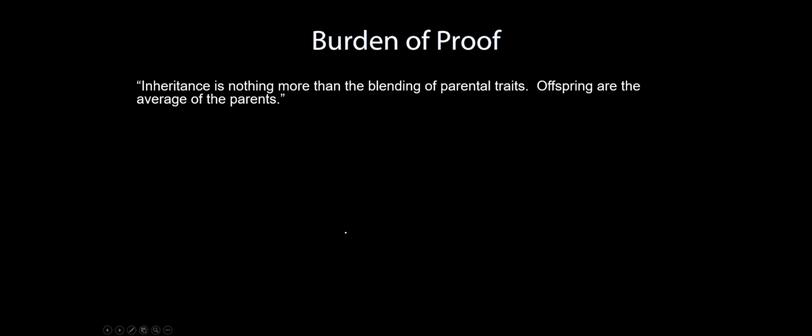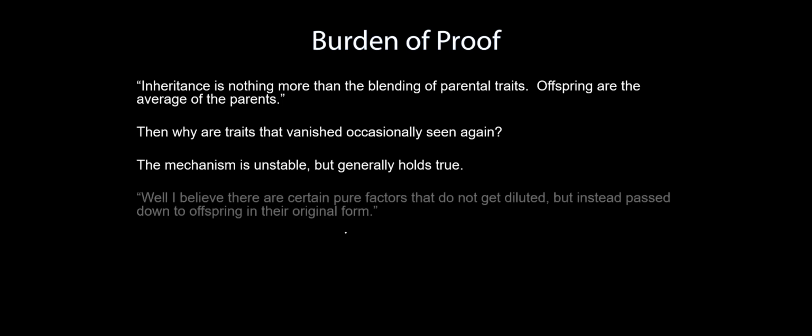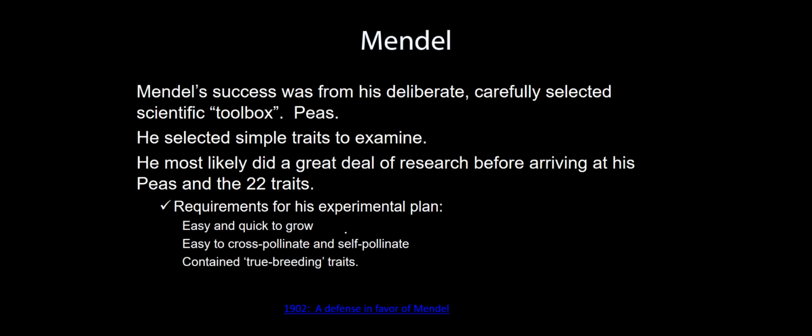All right, so for example, inheritance is nothing more than the blending of parental traits. Offspring are the average of the parents. Well, then why are traits that vanished occasionally seen again? The mechanism is unstable, but generally holds true. Well, I believe there are certain pure factors that do not get diluted, but instead are passed down to offspring in their original form. Prove it, right? And so this is what Mendel set out to do.